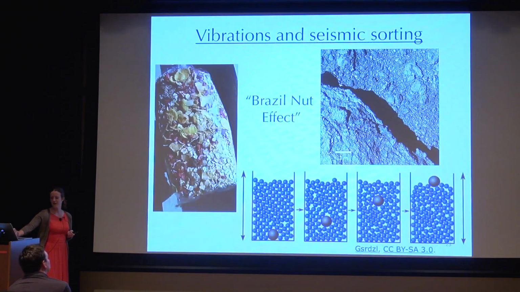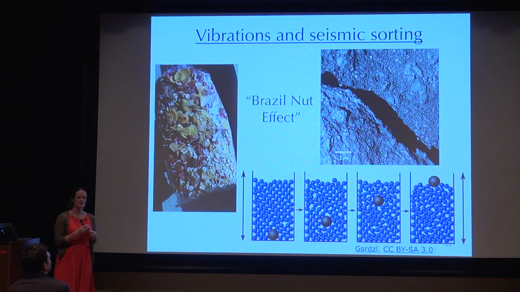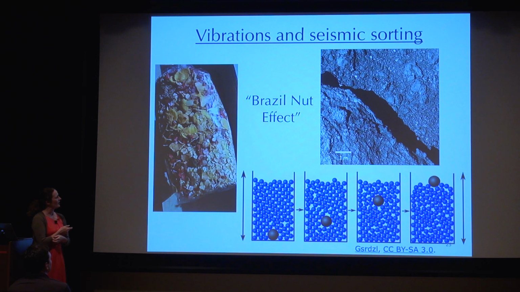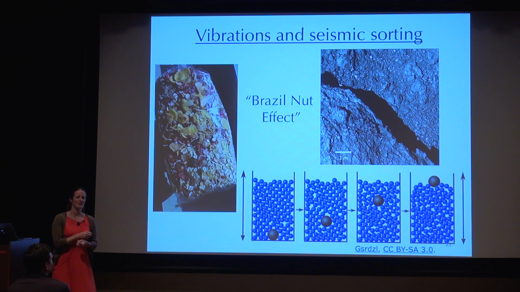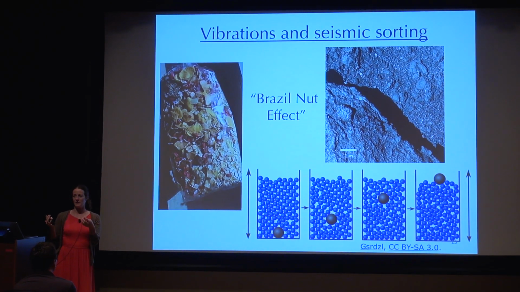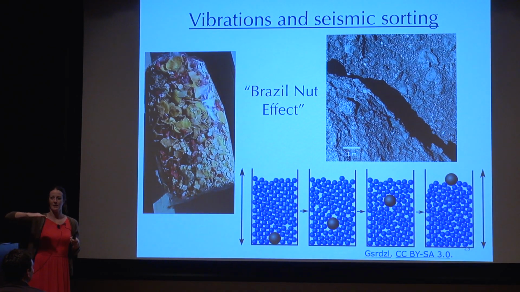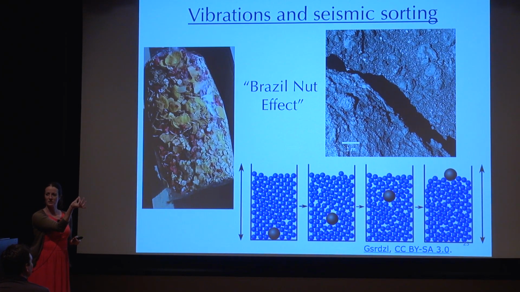We also look at effects that are due to vibrations. So you have a lot of impacts and also some seismic activity on some of these bodies. And there's what's called the Brazil nut effect. This is an effect that's observed because they used to ship crates of different types of mixed nuts, I guess, right? And the Brazil nuts always seem to end up on top. So Brazil nuts are sort of big chunks, right?